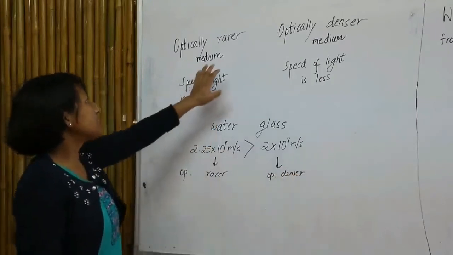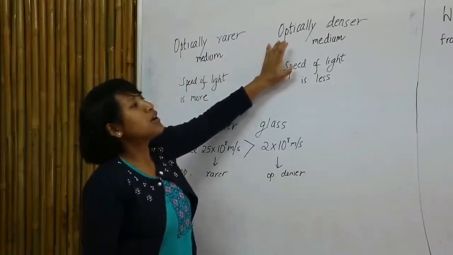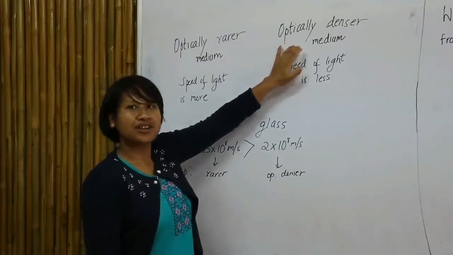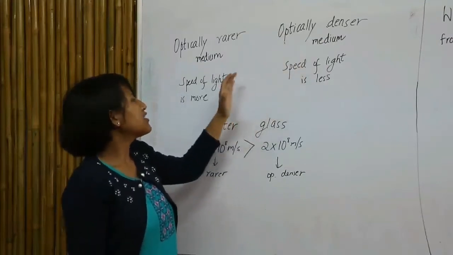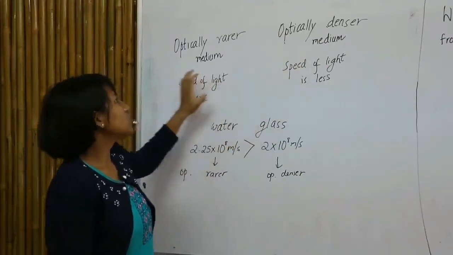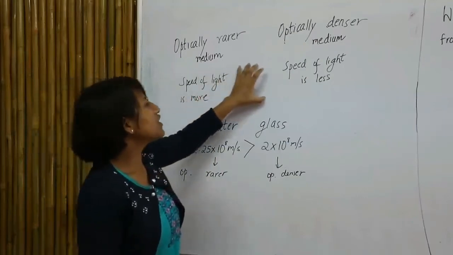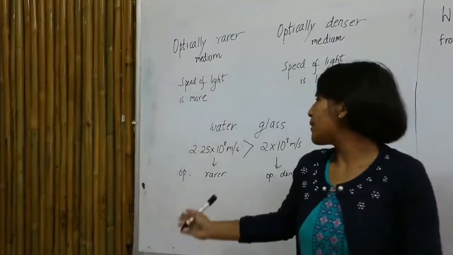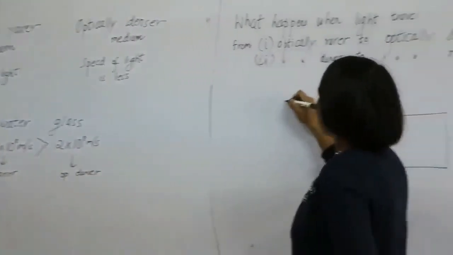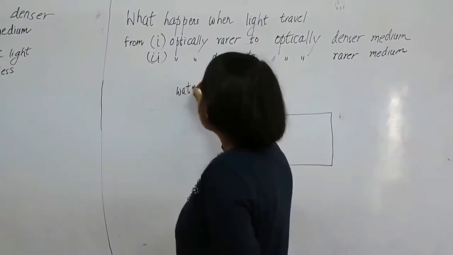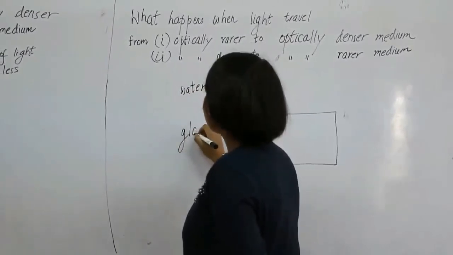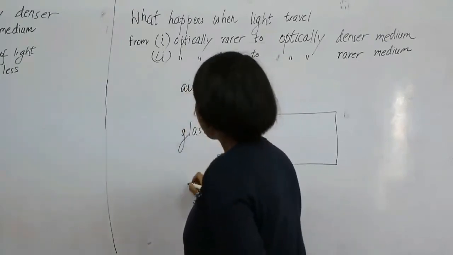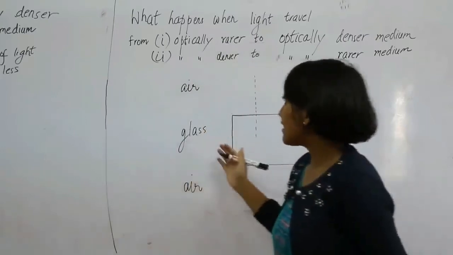Now the detail about optically rarer and optically denser medium will be further explained in terms of refractive index. As for now, since you're quite familiar with speed of light, we'll first explain the definition in terms of speed of light. Now let's take the same example: water and glass. Let's take air. Air, glass, and then air.